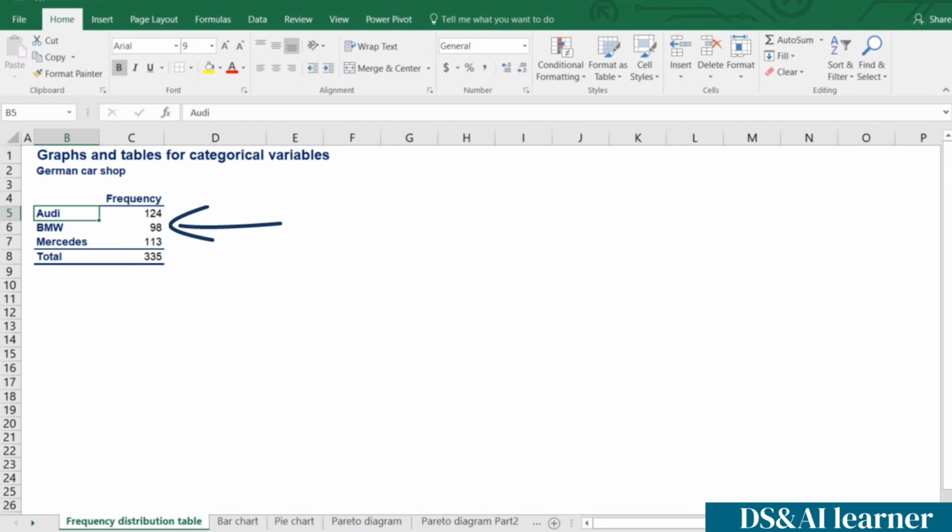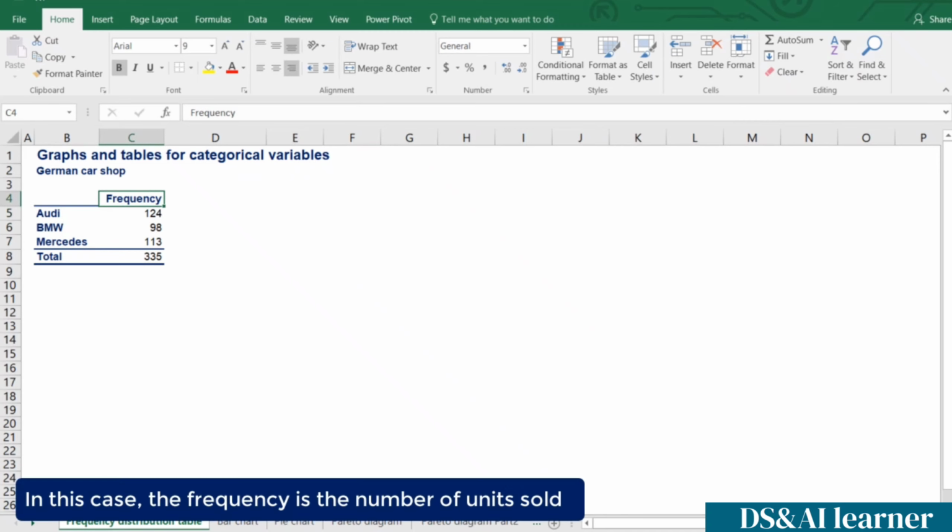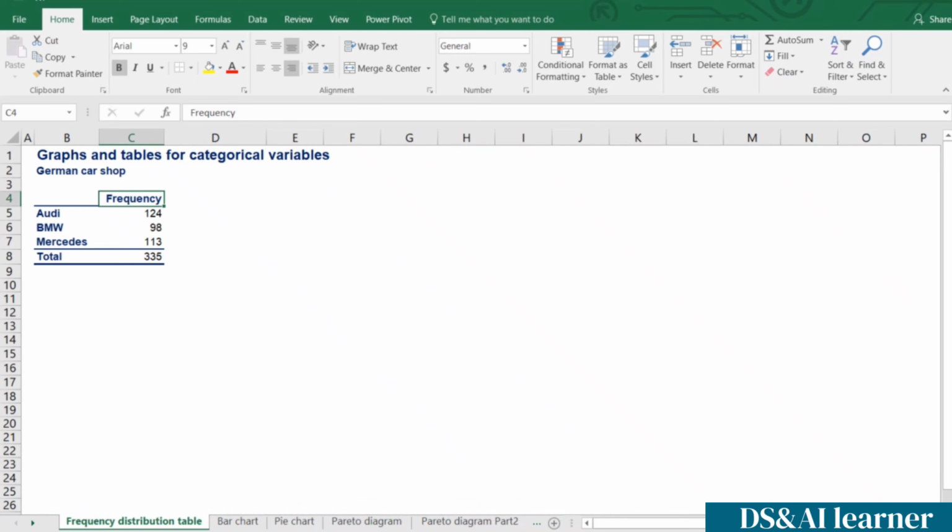It has two columns, the category itself and the corresponding frequency. Imagine you own a car shop and you sell only German cars. The table below shows the categories of cars: Audi, BMW, and Mercedes, and their frequency, or in plain English, the number of units sold. By organizing your data in this way, you can compare the different brands and see that Audi has been sold the most. So, that is a frequency distribution table.